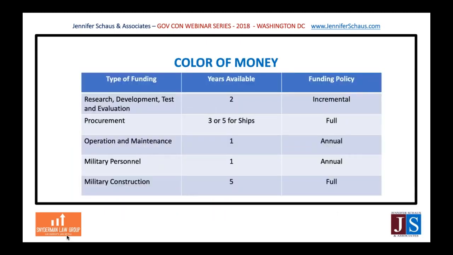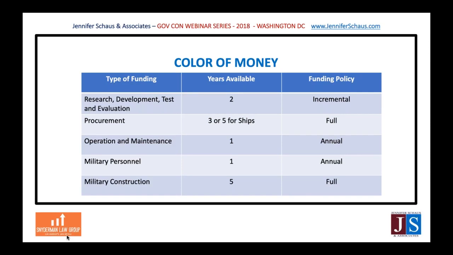So as I said before, I'm going to give you the basics of the color of money. Type of funding dictates the years available, which means the money's been appropriated by Congress, and it must be spent within those years. Spent means obligated. There's very specific terms when you're using appropriations, and people get confused a lot on obligation versus spending. As long as the money has been obligated to a contract, it's essentially been spent, which means it's within the term of the color of money, right?